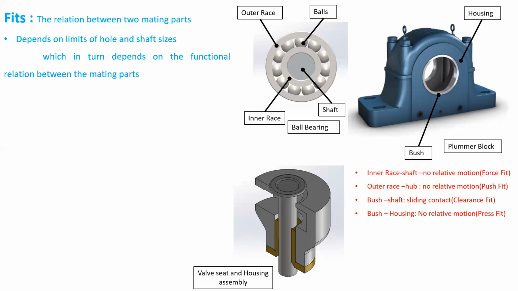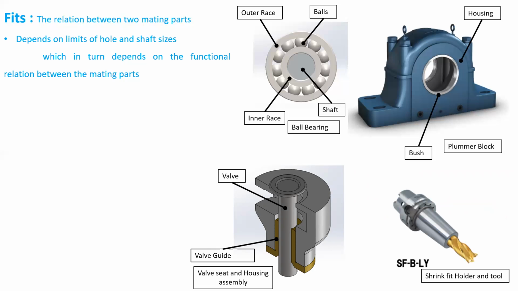Let's take a few more examples. Now this is a valve seat and a housing assembly. This valve seat and housing is generally used in hydraulic pumps as well as internal combustion engines. So here we can see the valve guide, the yellowish colored part, then the valve and the body. So there are two pairs of fits. The valve can slide freely up and down inside the valve guide, whereas the valve guide is press fitted to the body. So here also we can see one is a clearance fit and the other one is an interference fit.